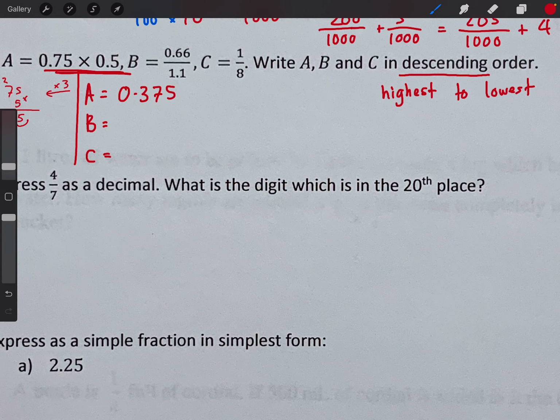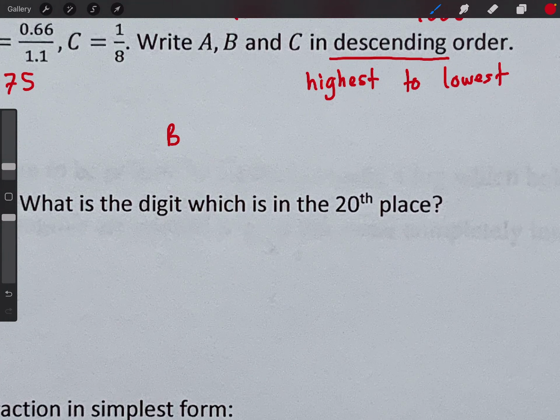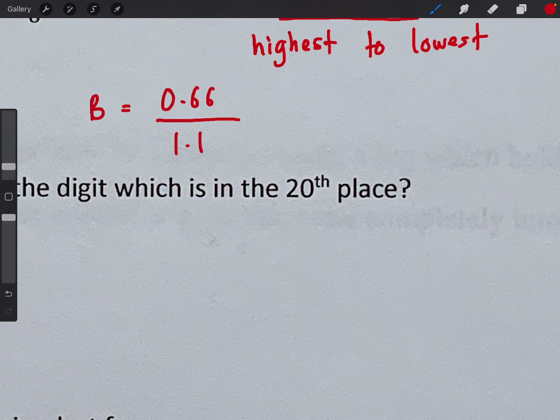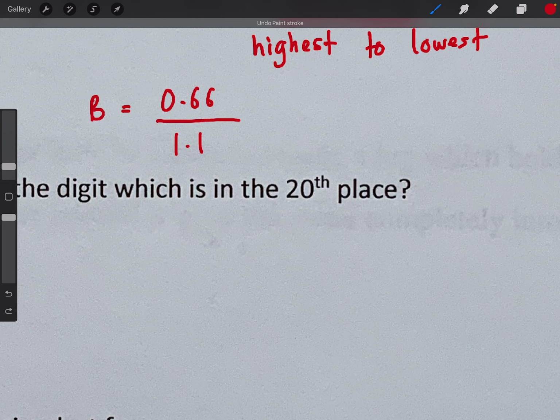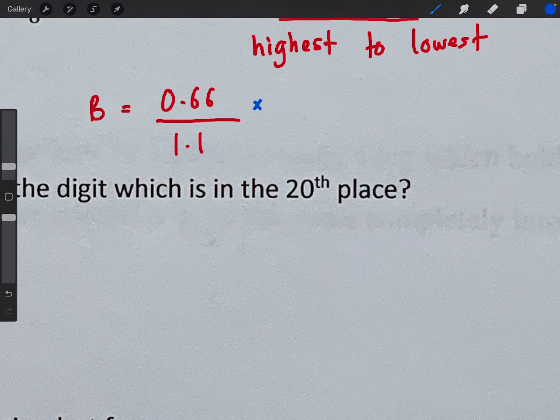Whoops. What happened there? So B is equal to 0.66 divided by 1.1. Now this is a fraction, but it has decimals in the top number and bottom number. So what we're going to do is we got to change. We don't like decimals in our fractions, so we're going to times it by something to get rid of the decimal. All right. So we're going to times it by not 10 but 100, and we times it by 100.